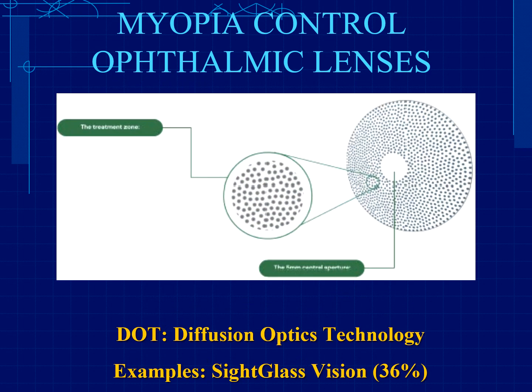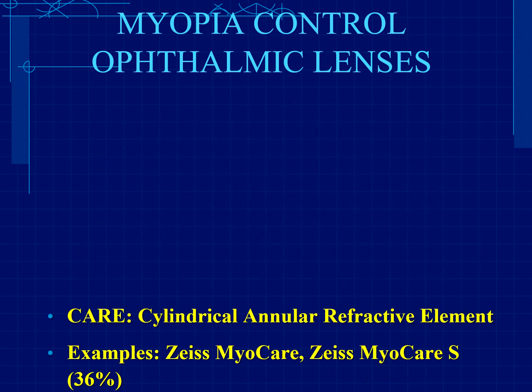Another type of design for myopia control lenses is the dot design, diffusion optic technology, developed by Sightglass Vision. The center part is about 5 millimeters, and on the periphery of the lens small dots are located that defocus the periphery of vision and can manage myopia by about 36% in patients.